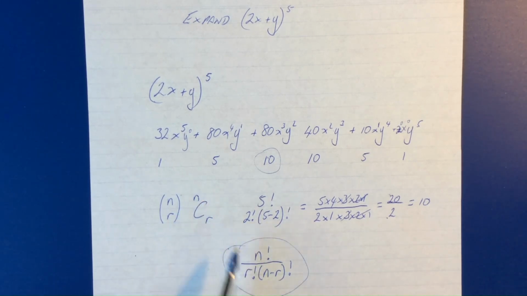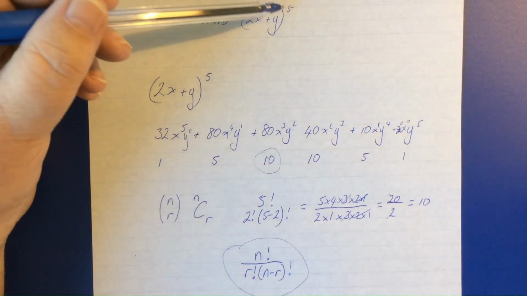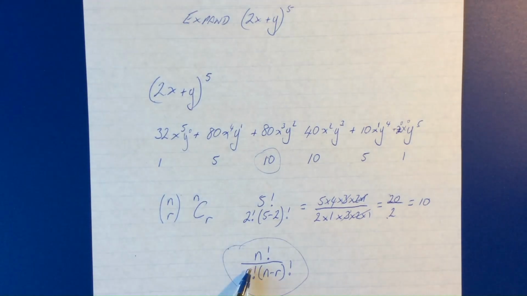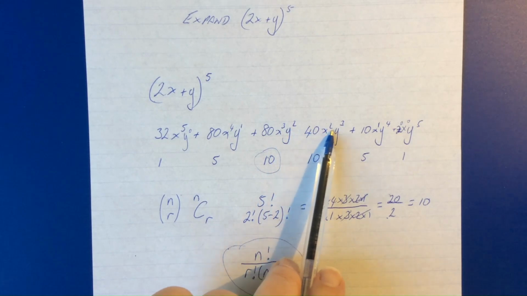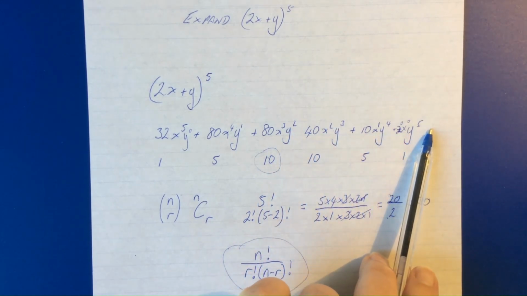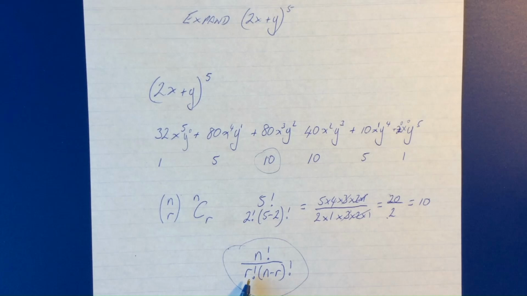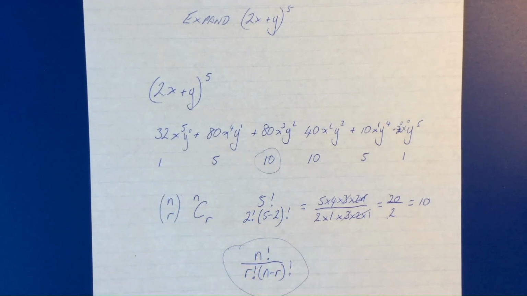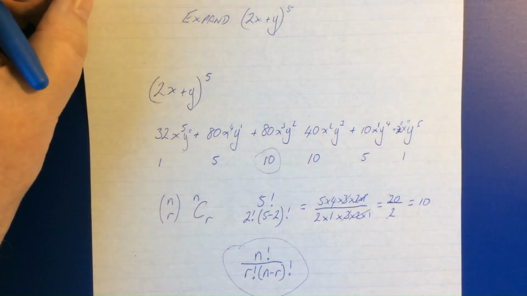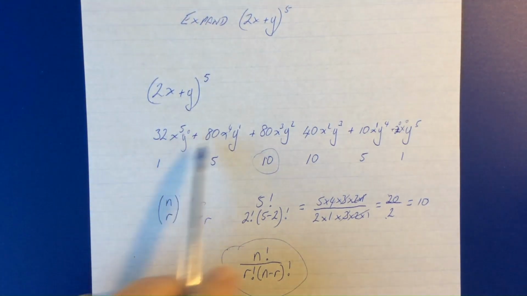N choose R. N, in this case, is always the number up here, and R grows from 0 as we move across the expression. So initially R starts out as 0, and this is 5 factorial over 5 factorial, which gives us 1. Okay, so I hope that's clear. Now, the next thing we're going to do is go through each of these expressions individually.